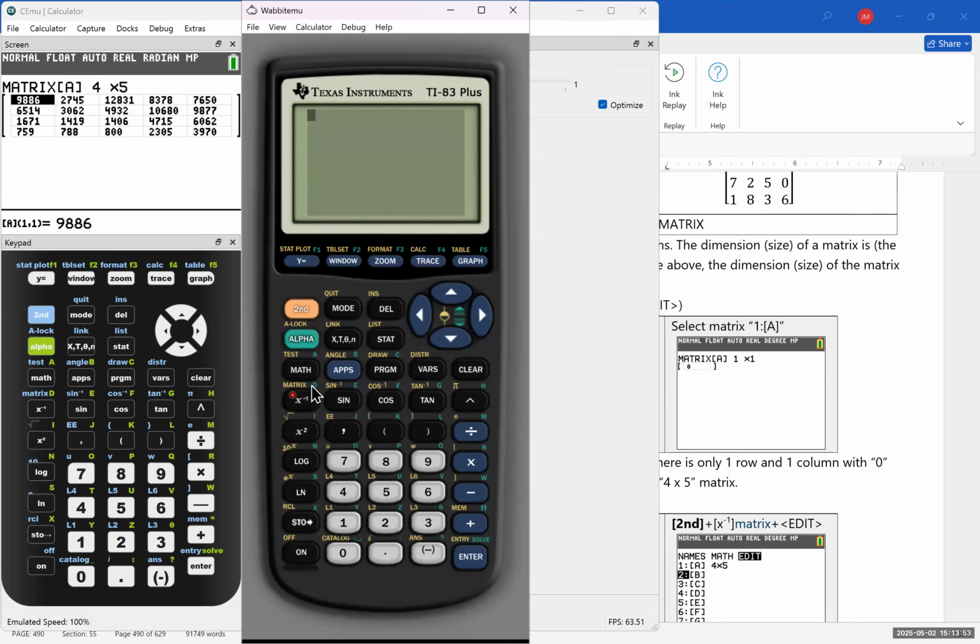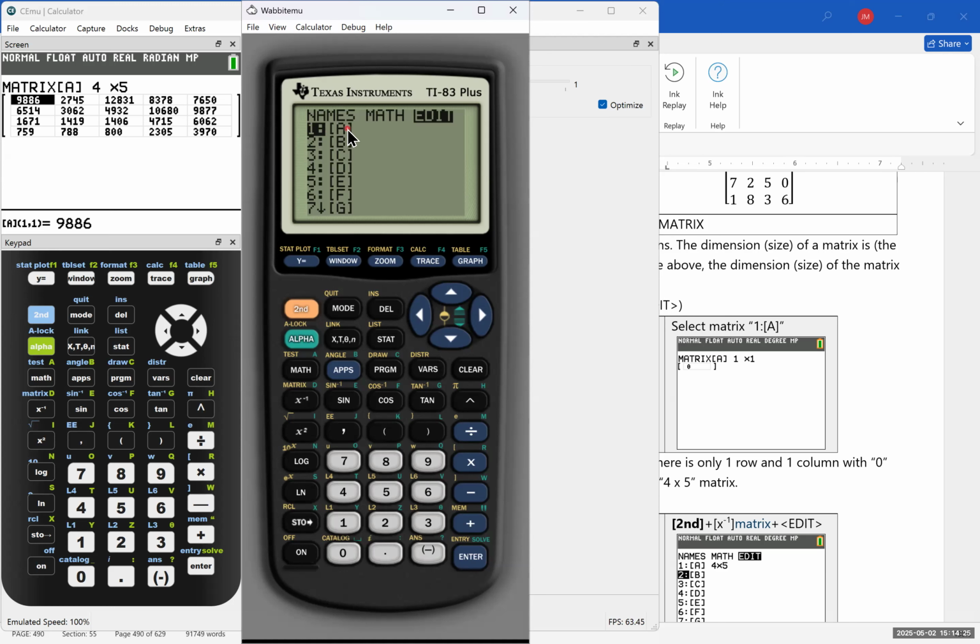You'll notice here, at least on the older model, the matrix label is orange, which means I need to use the orange second button with this X to the -1 power button. With the new models, it's a blue second button with blue lettering. So you just click second and this to get to your matrix editor. We want to go to the edit menu, and we want to edit matrix A.